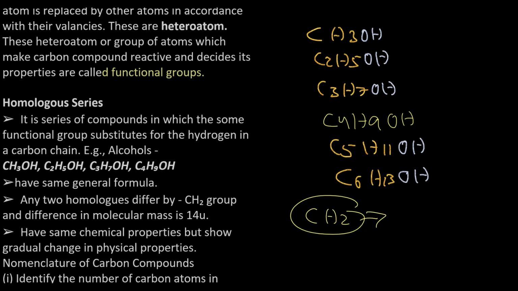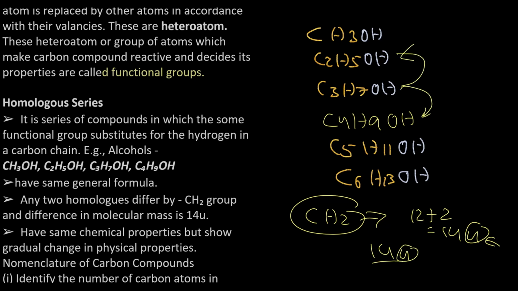Or you may calculate its molecular mass. The mass of carbon is 12 and that of hydrogen is 1, so 1 into 2 is 2, that is 14 U. Here U stands for unified mass. Earlier it used to be AMU, now it is unified mass. So each member differs from its succeeding or preceding member by a CH2 group, or we may say 14 U.